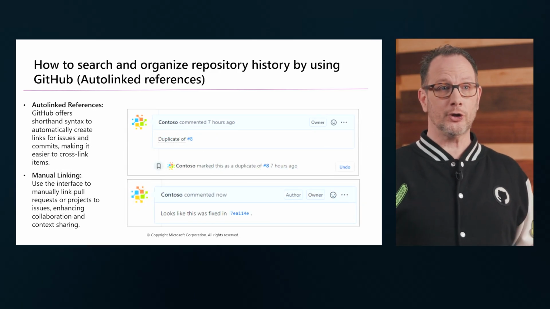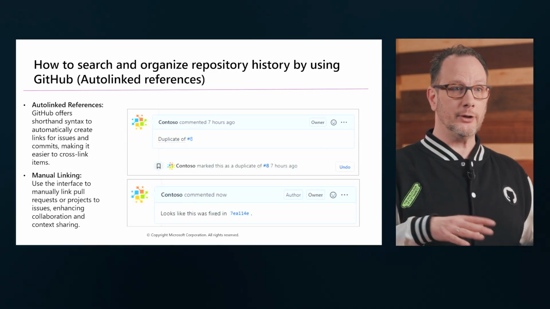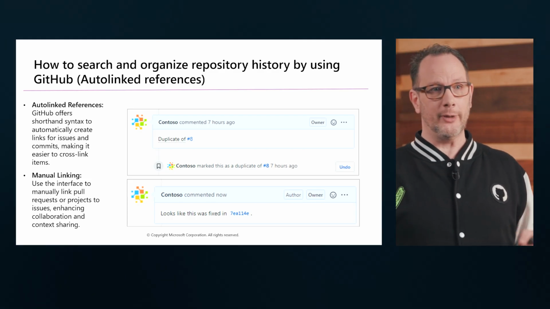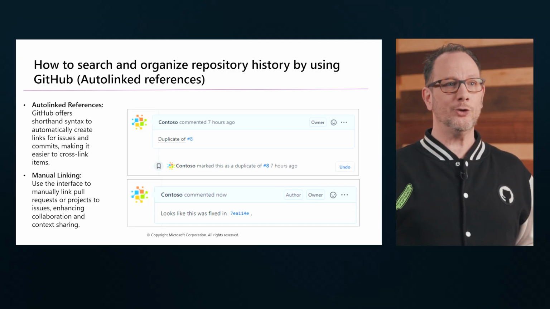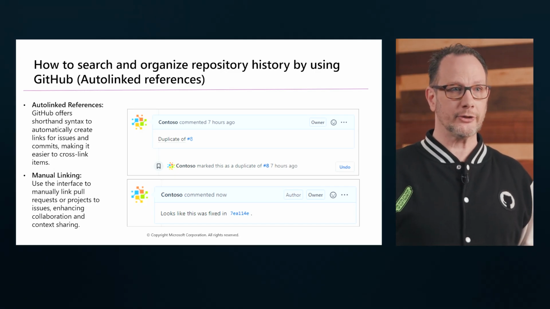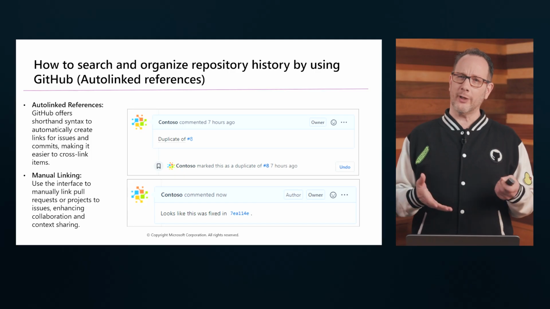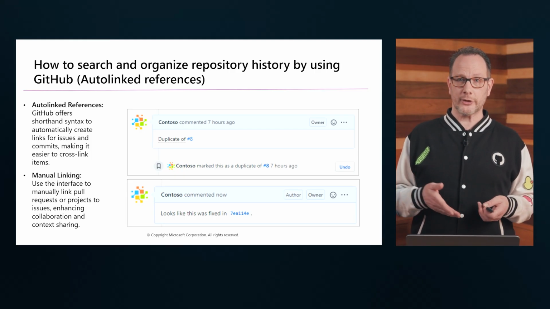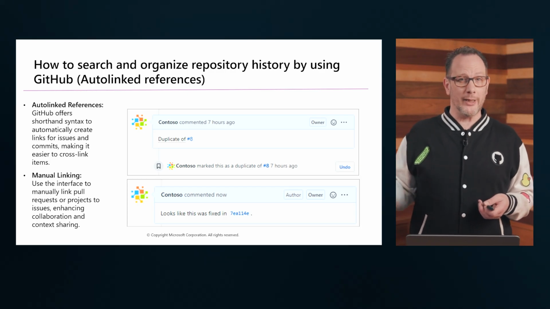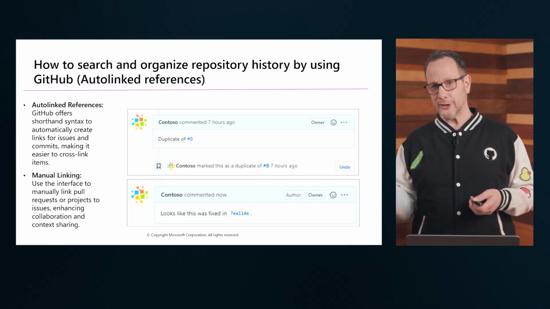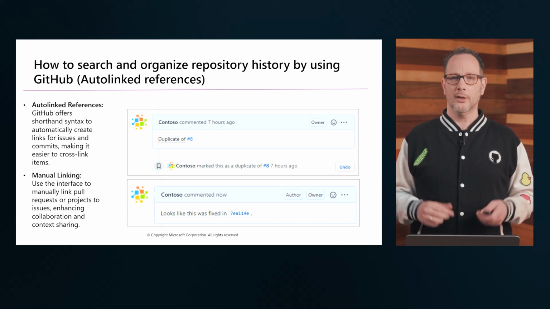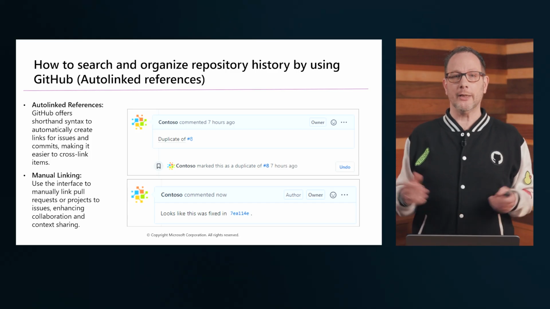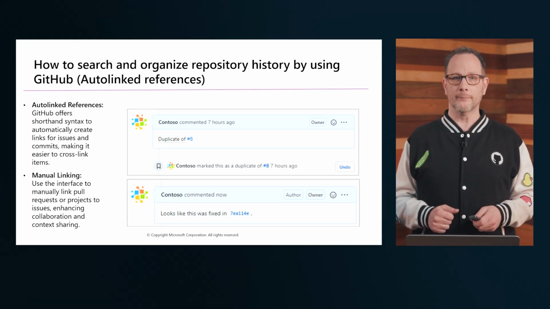Another useful search capability is auto-linked references. This is GitHub's way of automatically creating clickable links when you reference issues or pull requests using shorthand. So for example, when you type #42 inside a pull request comment, it will automatically create a link to issue 42 in the same repo. This makes cross-referencing work across your repository incredibly quick and intuitive.